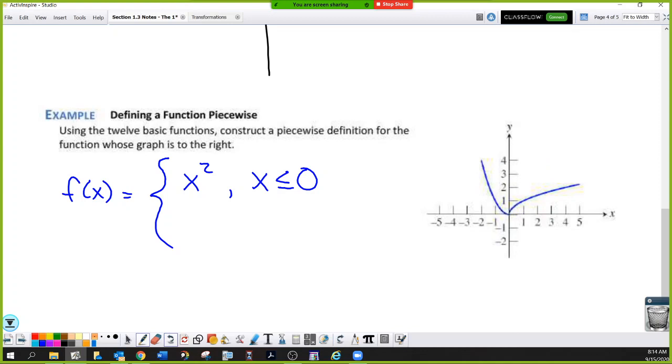So it does kind of look logarithmic. However, we can see that it's hitting the origin, so it can't be logarithmic. It would be the square root function. To the right side, we have the square root of x as long as x is greater than 0.